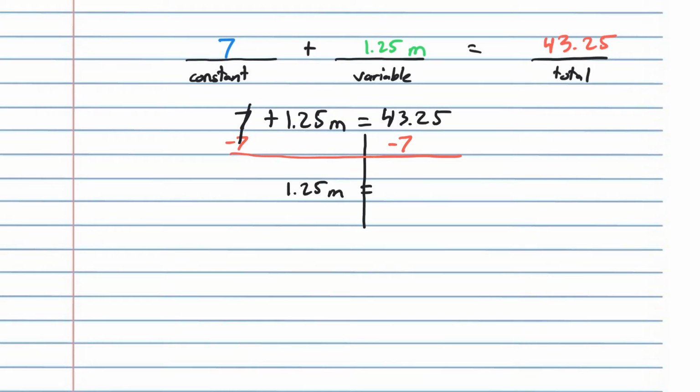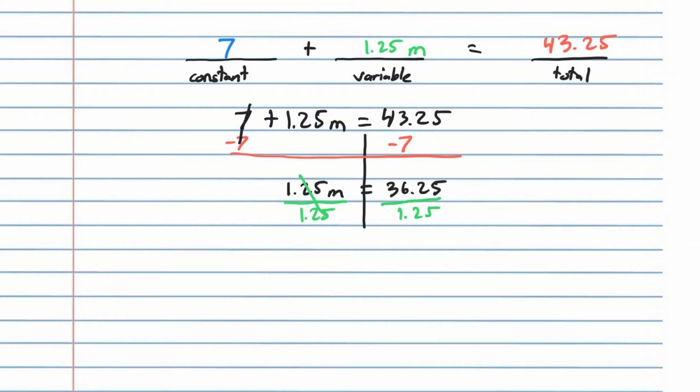Okay, and you can use a calculator to figure out the 43.25 minus 7. So if you plug that into a calculator, you'll get 36.25. Okay, now we need to get rid of that 1.25. Remember when they're attached like that, where it's like the number and the letter right next to each other, you get rid of them by dividing. So we're going to divide by 1.25. We want to keep the m there, so don't divide by m. Okay, whatever you do to one side, do to both.